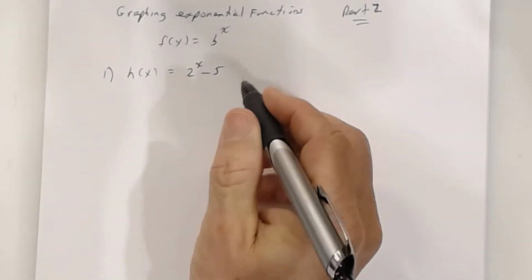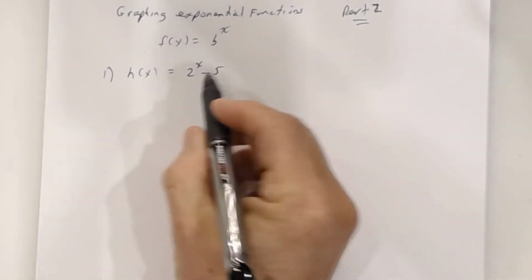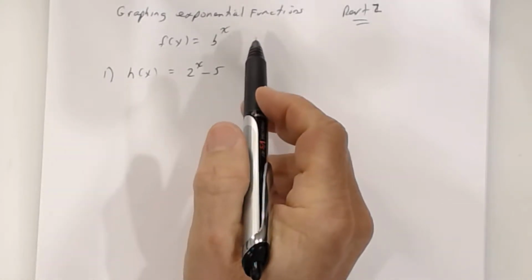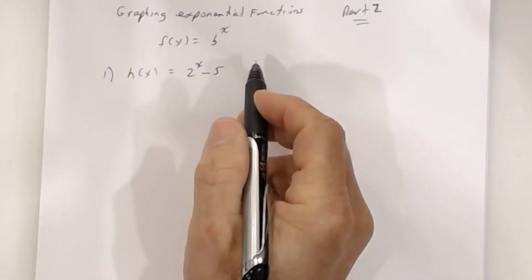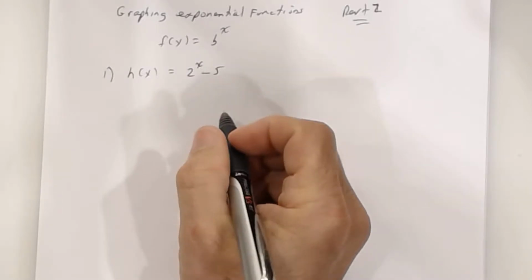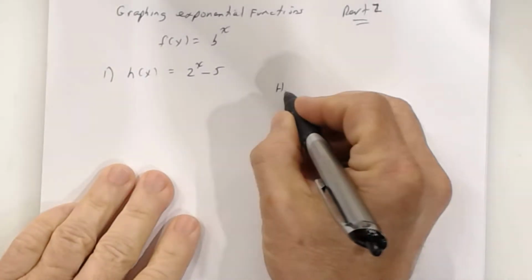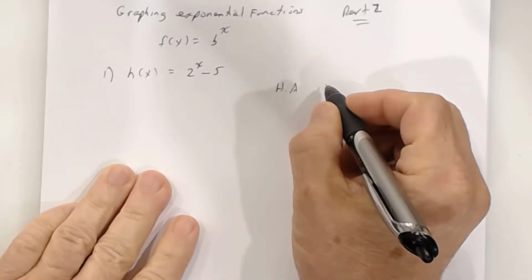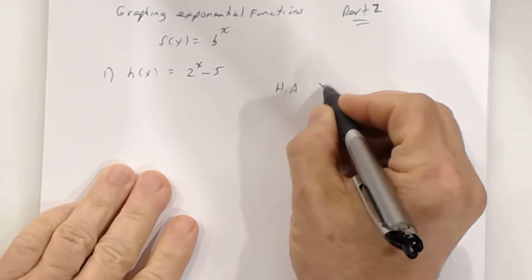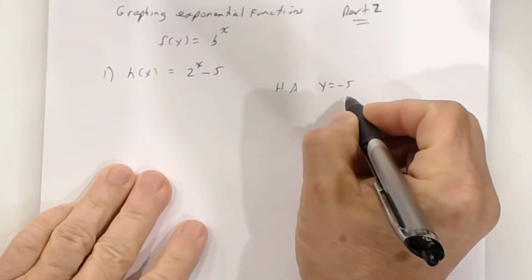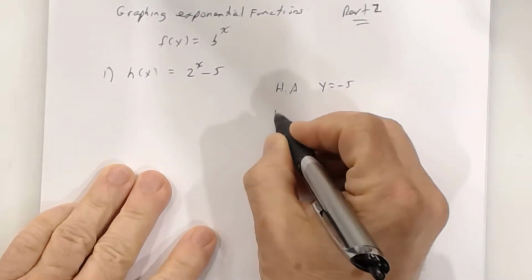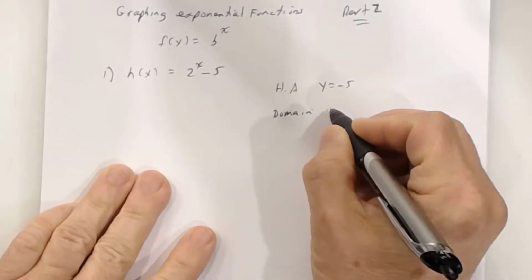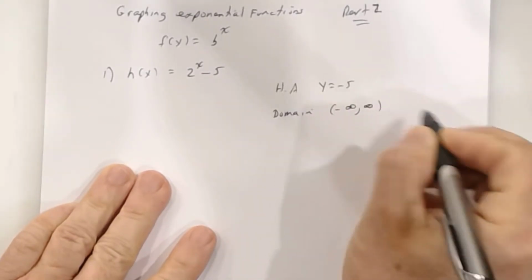But we're going to do this using a t-table, and listen carefully to how you're going to do this. Right away, based on our discussion from part 1, you know the horizontal asymptote. What is the horizontal asymptote? What are you going to write? Y equals negative 5. You know the domain. What's the domain? Negative infinity to positive infinity. That's the domain.